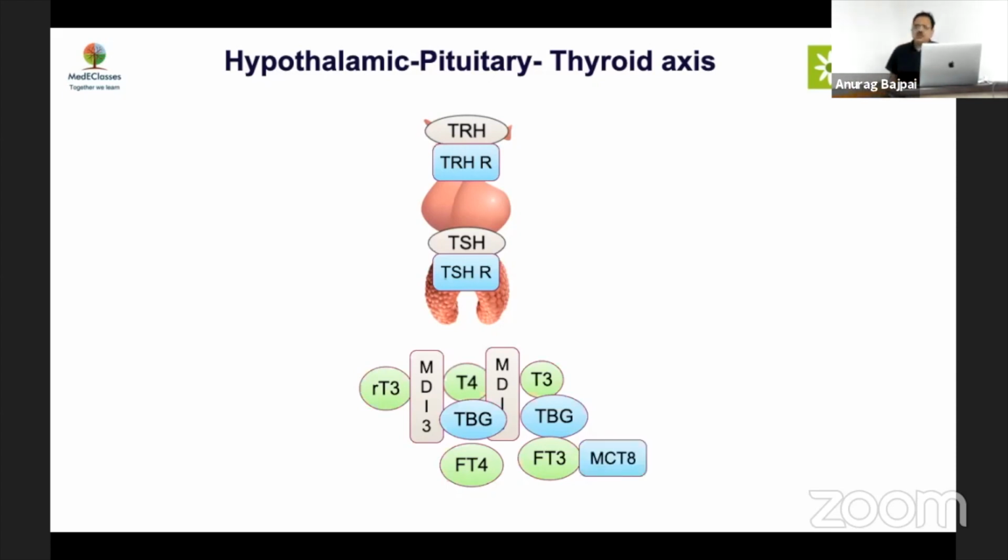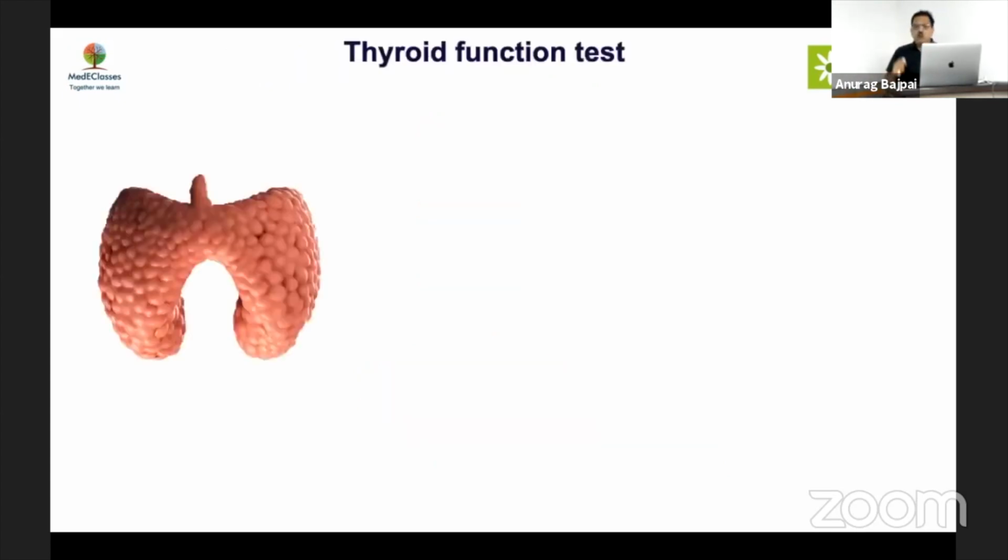Now FT3 has to be shunted into the cell using MCT8, which is a transporter of thyroxine, and this then acts on the thyroid receptor. So you don't need to worry about that. I think the main thing you need to focus on is T3, T4 and TSH. Now when you want to do a thyroid function test, which tests are the most important? If you want to order a test for somebody whom you are suspecting hypothyroidism, which test will you order?